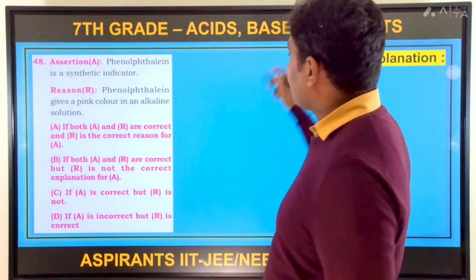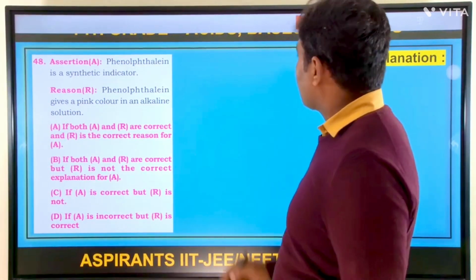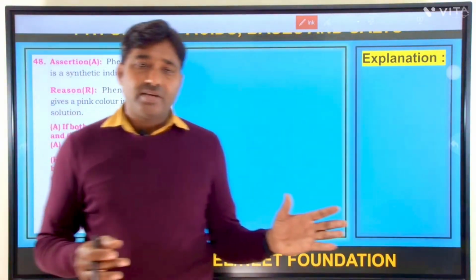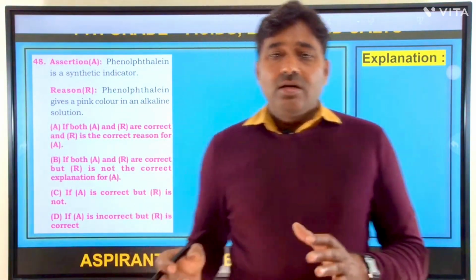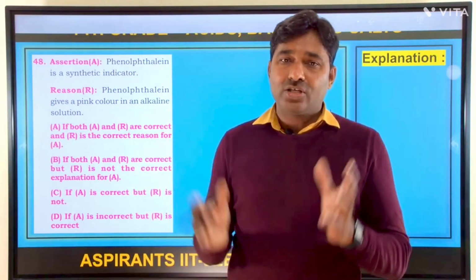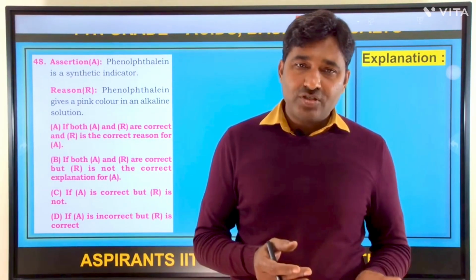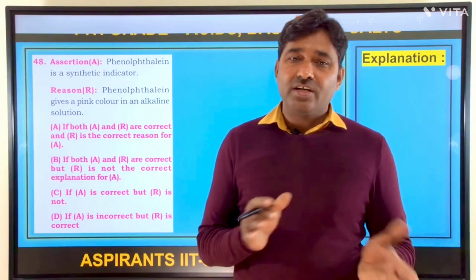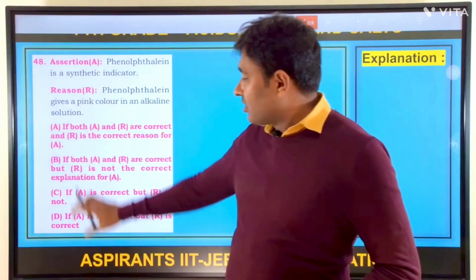Now we go to the next, assertion-reason type questions. In this, one sentence is given as the assertion. For that sentence, a reason is also given, meaning why that is so. We need to identify whether the explanation is supporting that assertion or not. Based on that, the options are given.